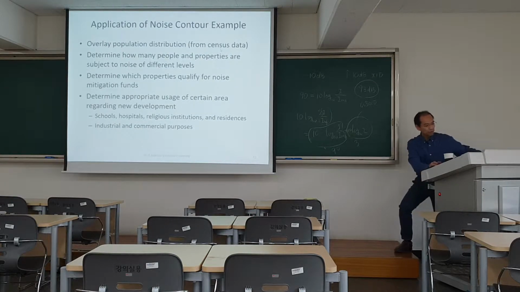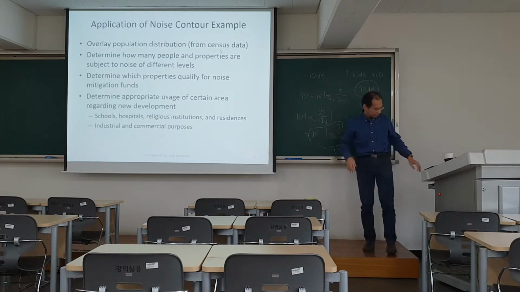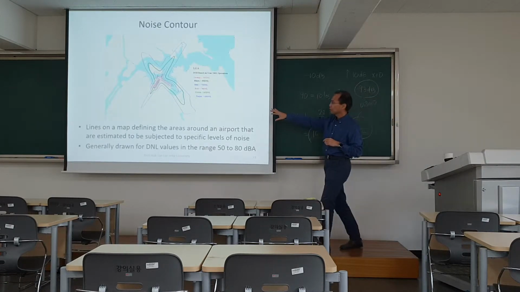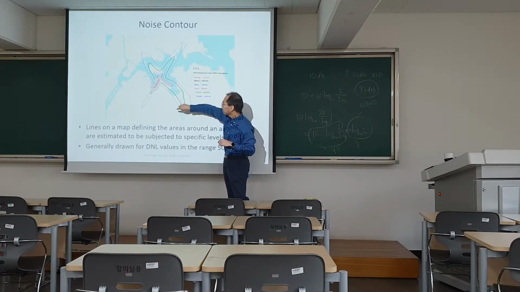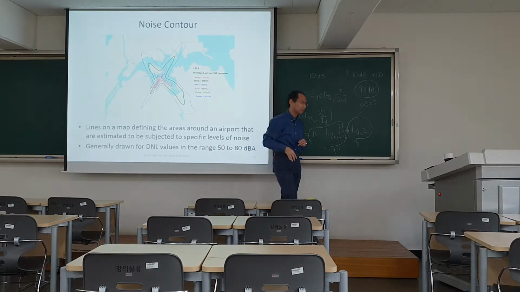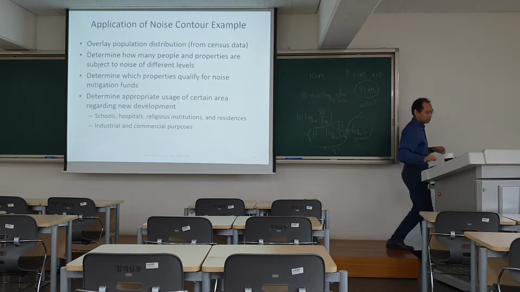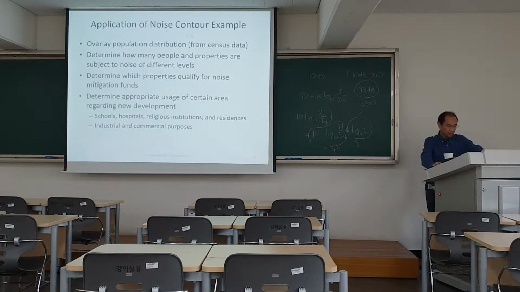If you overlay, on top of this, a population map with people's houses and how many people are living there, you can instantly determine how many people are subject to how much noise. This determines how many people and properties are subject to noise of different levels, and which property qualifies for the noise mitigation fund.